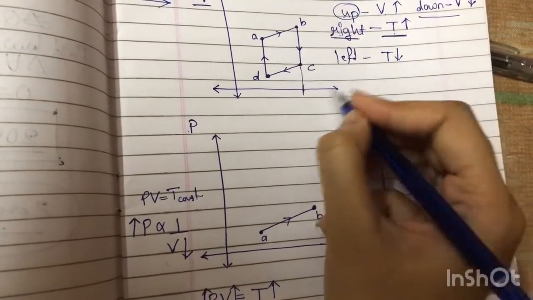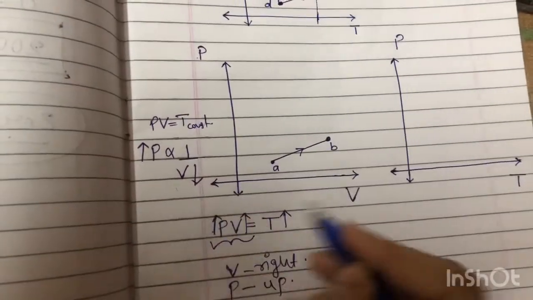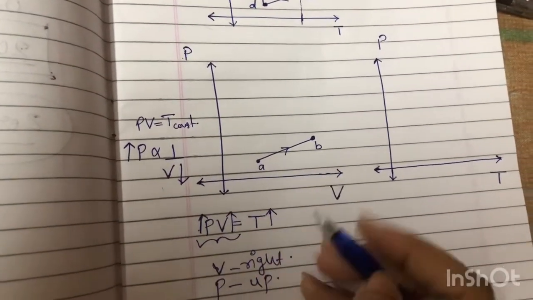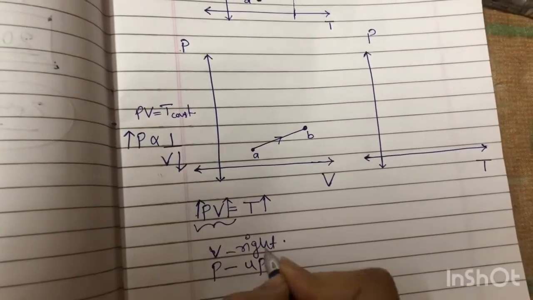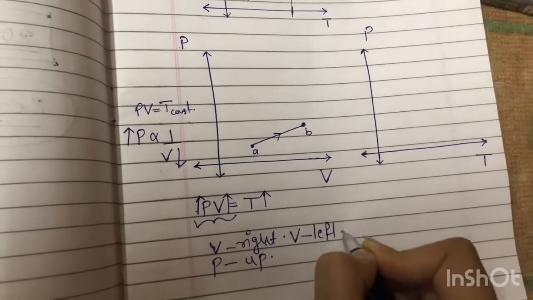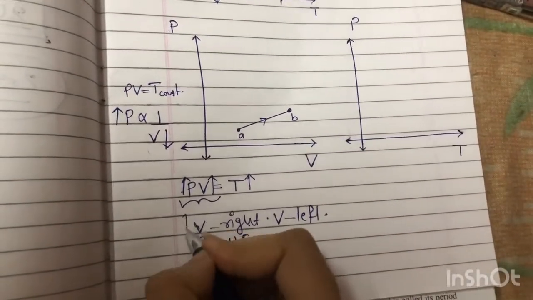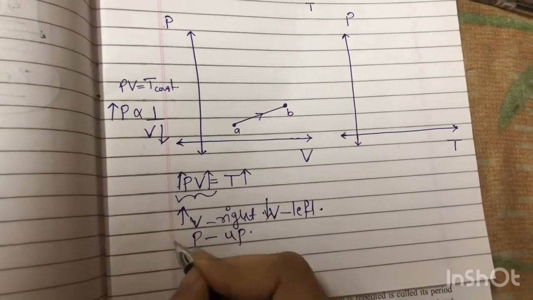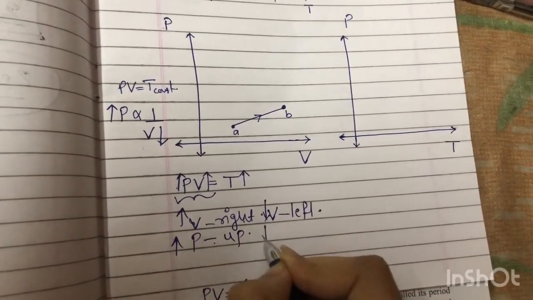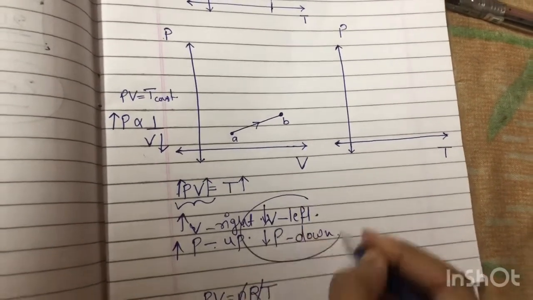Why are we looking at temperature? Because temperature is on the x-axis. Now here volume is on the x-axis. So to show an increase in volume, I am going towards the right. To show a decrease in volume, I'll have to go towards the left. To show an increase in pressure, I am moving upward. To show a decrease in pressure, I'll have to move down. So this is the graph.